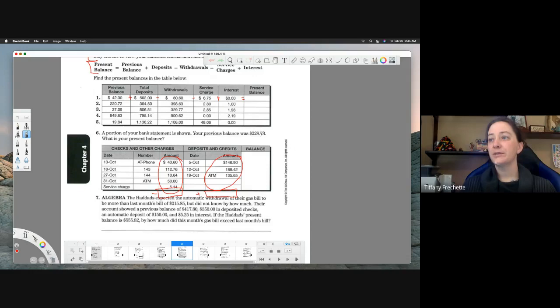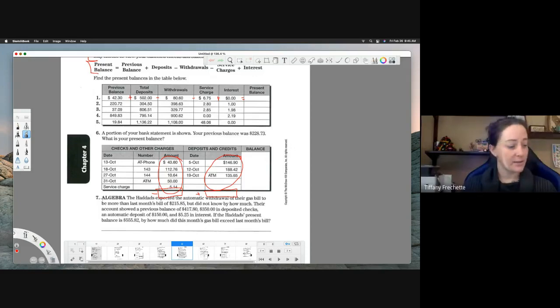But this is your previous balance. So once you have your amount here for all the checks and charges, subtract it from $228.73, and then once you have your total for deposits, add that to that new amount, and that will give you your current balance, which they give you this nice giant box. It's going to be a single number you write in there.